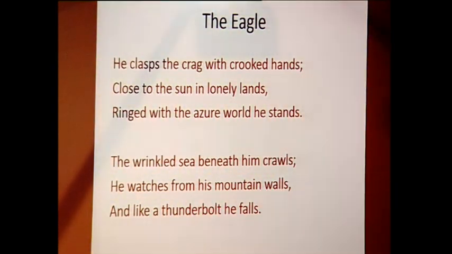Okay? Now you can pay attention, you can read it yourself and try to see whether there are sound patterns. Okay? Now this is a very short poem, okay?